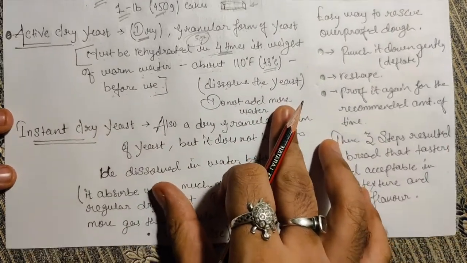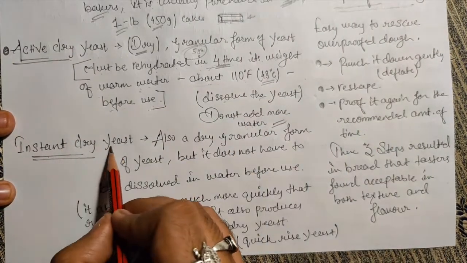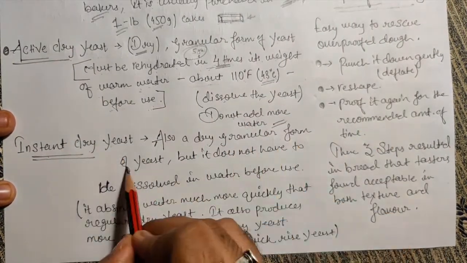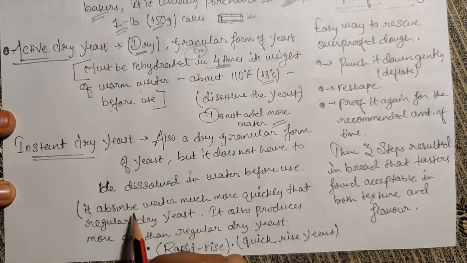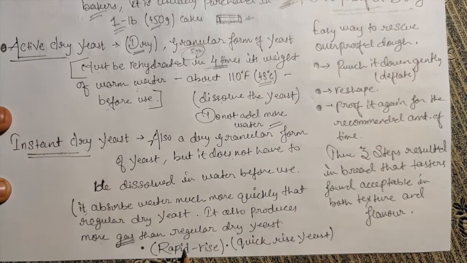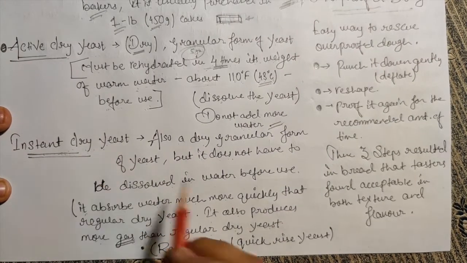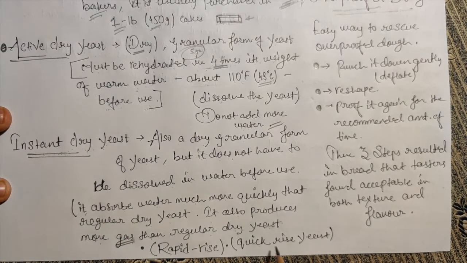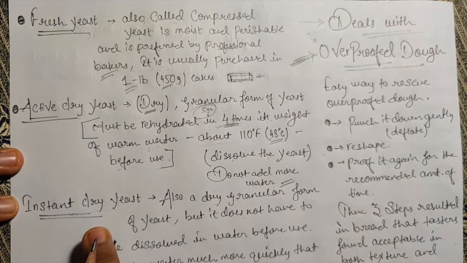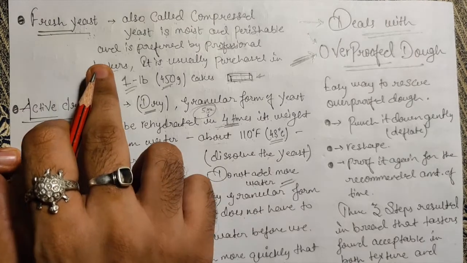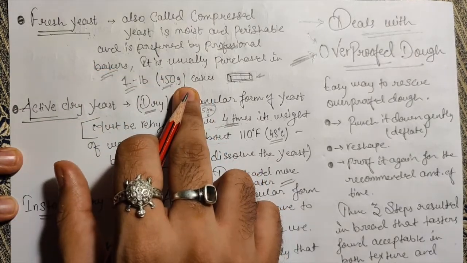Let's go to the instant dry yeast. Instant dry yeast is also a dry granular form of yeast, but it does not have to be dissolved in water before use. It absorbs water much more quickly than regular dry yeast. It also produces more gas than regular dry yeast. It is also known as rapid rise or quick rise yeast. Clear? These are the 3 types of yeast: this one goes with water, this one is without water, and this produces more gas. And fresh yeast comes in a very big cake which is 450 grams.